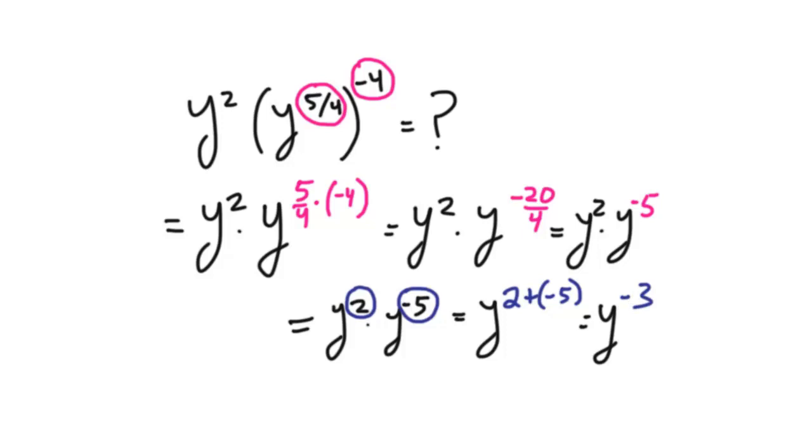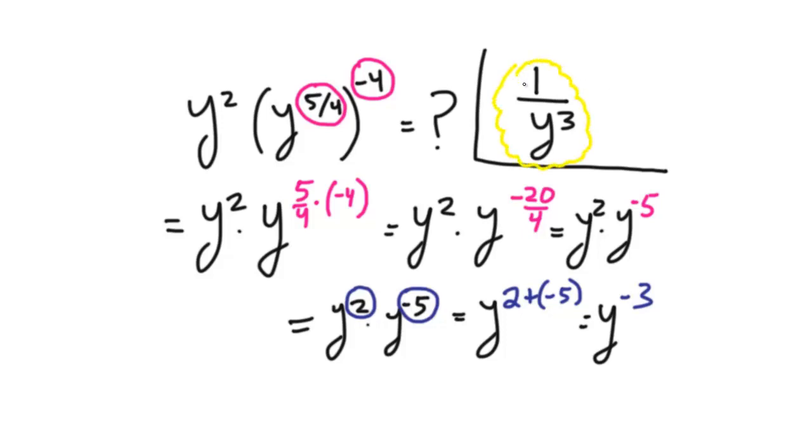We're almost done. The only thing we have to do now is get rid of this -3. So all we have to do is put it under 1. So the final answer will be 1 over y cubed. We don't have any more negative exponents, so we're good. And that's the final answer. And we're happy.